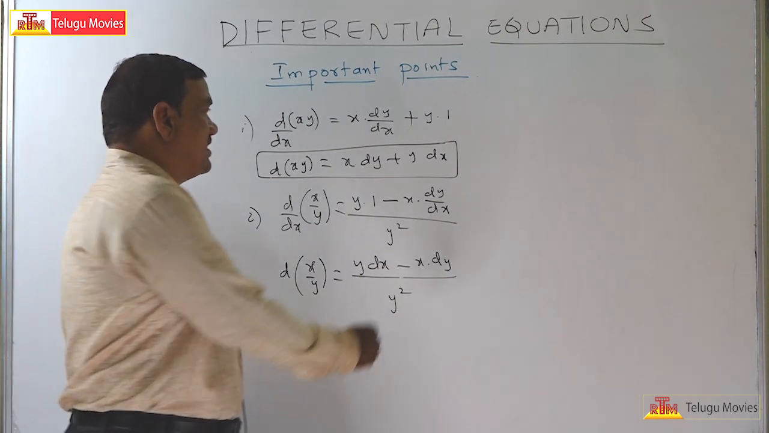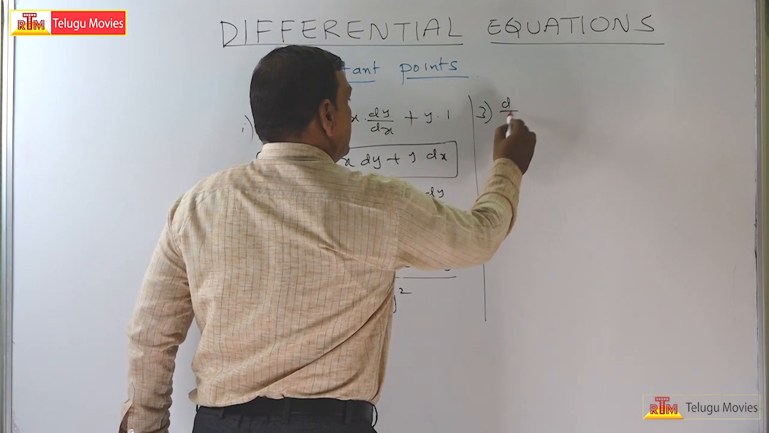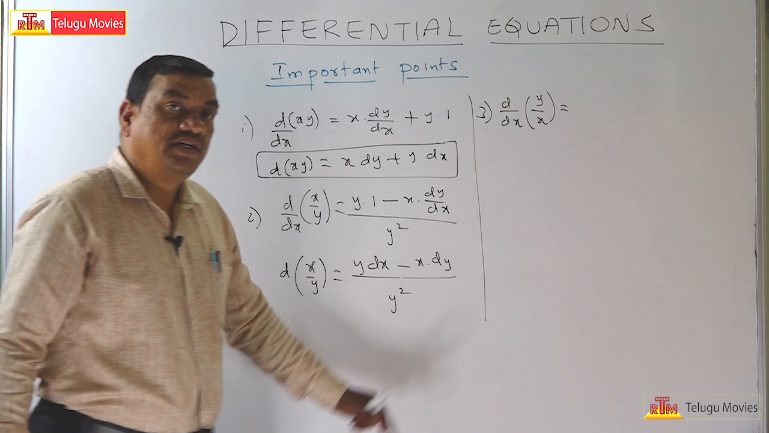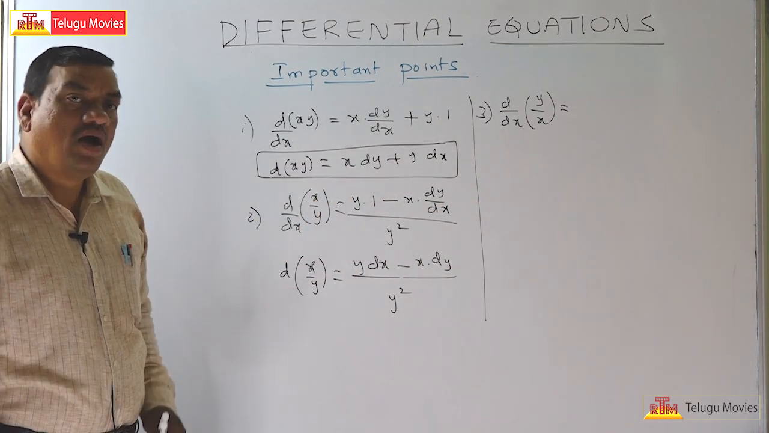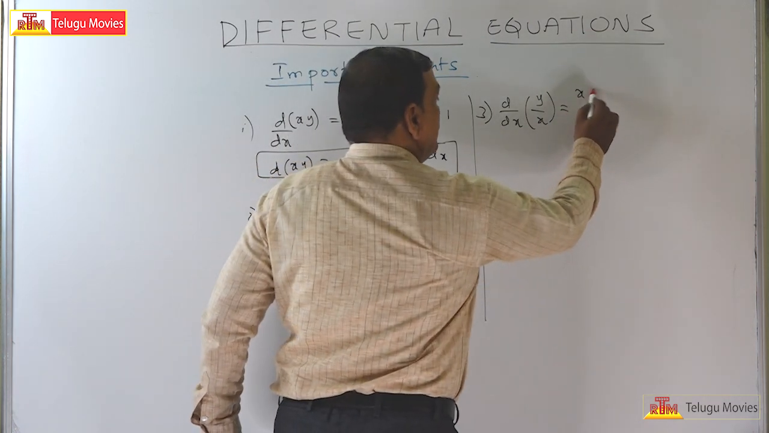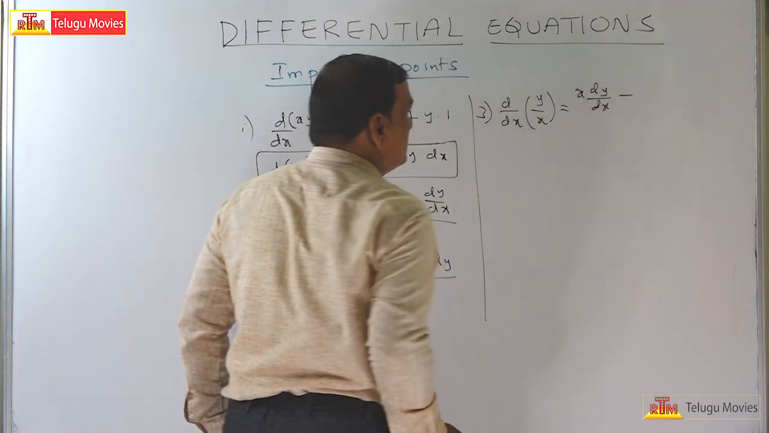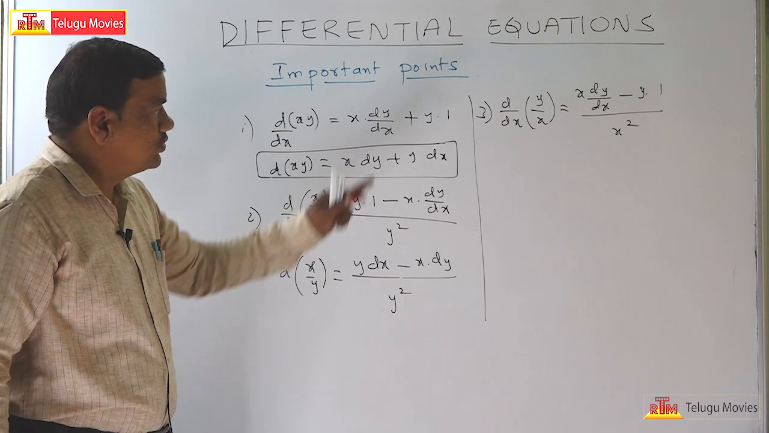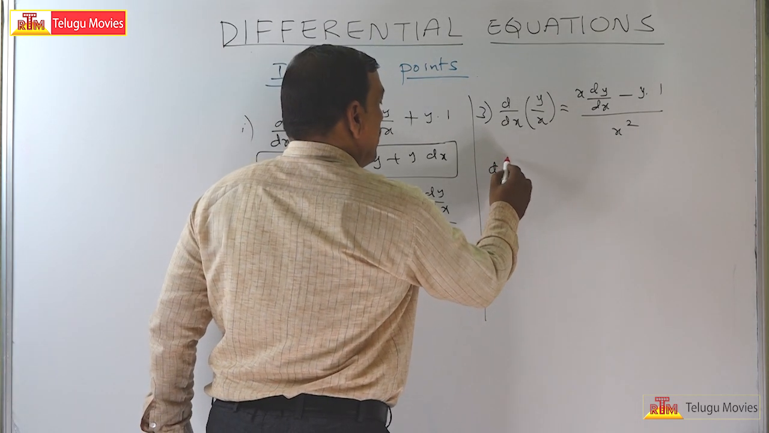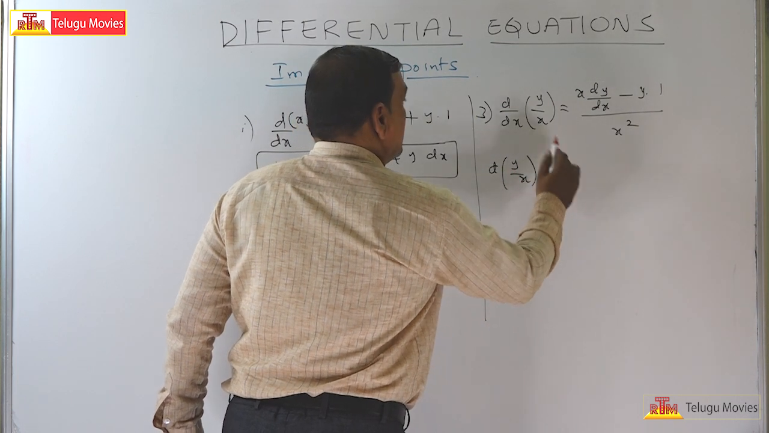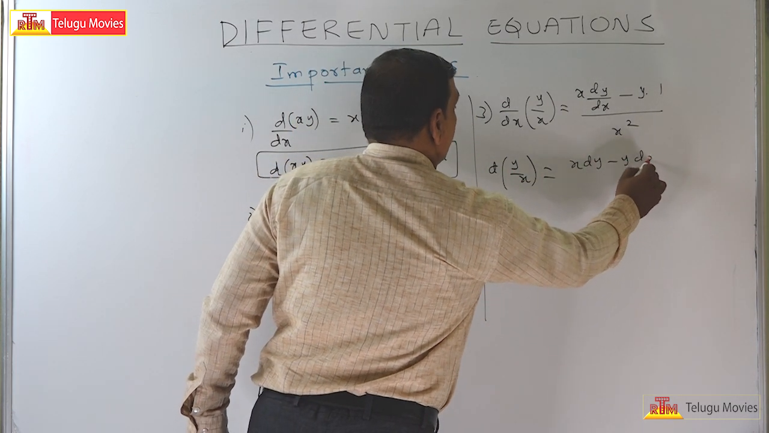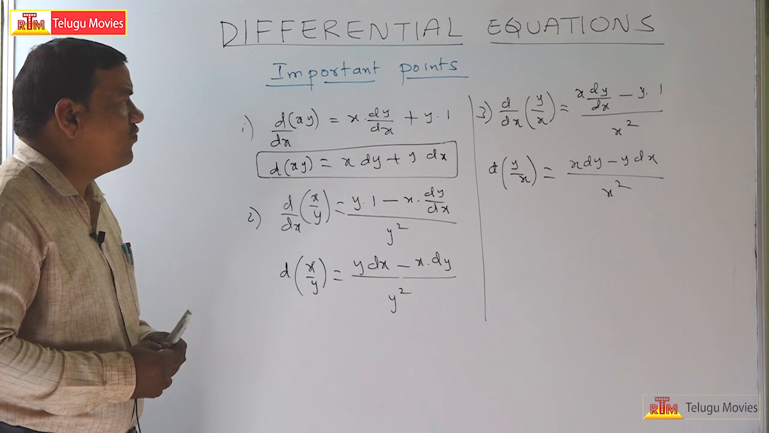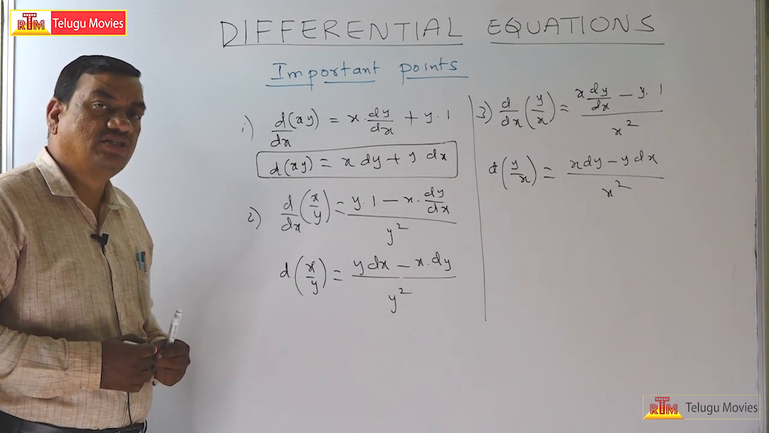Let us see one more example. That is the derivative of, this is x by y, no, this is y by x you take. The derivative of y by x you take. Apply the quotient rule, the u by v formula, that is x into dy by dx minus y into the derivative of x, which is 1, by x square. Understand this? So this is given by d of y by x is equal to x into dy minus y into dx by x square. So this is the derivative of y by x. So we have different types of formations here.